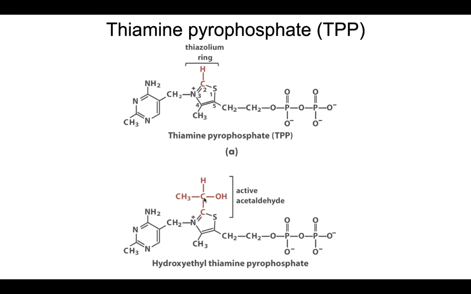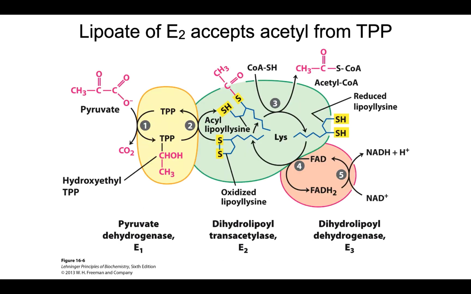Remember, CO2 is gone. Next, lipoate of E2 now accepts that acetyl group from TPP. It's sort of like the swinging arm mechanism where the lipoate molecule is this long carbon chain that is linked to a lysine, which is also a long carbon chain. So we've got this long swinging arm that starts off in an oxidized state, becomes reduced, and then grabs that acetyl group from the TPP of E1.